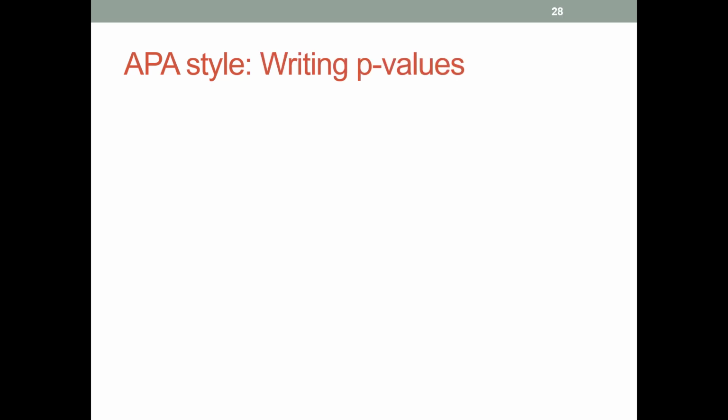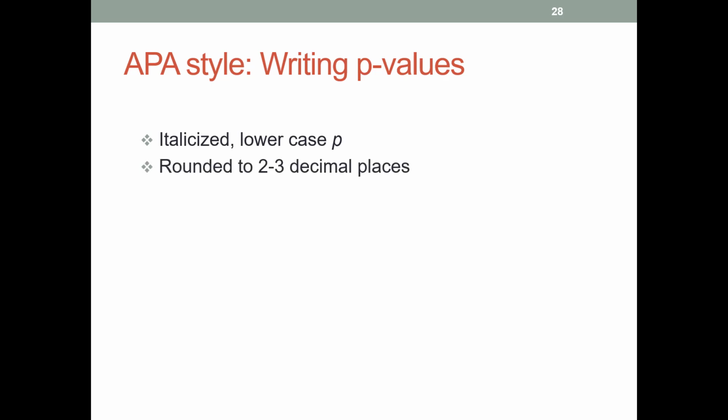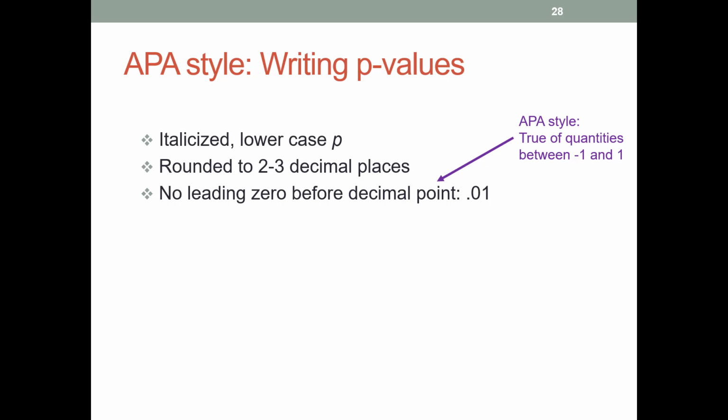Now let's talk a bit more about writing up your p-value, because that's something that's going to happen time and time again. First of all, remember that p-values are indicated using italicized lowercase p. P-values are typically rounded to 2 or 3 decimal places, so the hundredth or the thousandth place. And there's no 0 before the decimal point. And so instead of writing 0.01, you want to write .01. So there's no 0 to the left, because in APA style, quantities that always fall between -1 and 1 will not have that 0 before the decimal point.